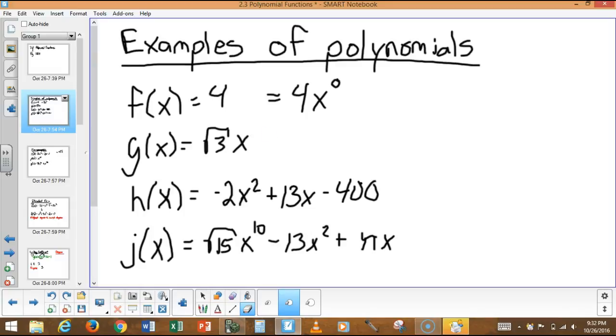The second part of polynomials are the exponents. The exponents have to be non-negative integers, meaning 0, 1, 2, 3, 4, 5, and so on. If you look at all the exponents, in f of x the exponent is 0, g of x it's 1, h of x we have multiple exponents, 2 and 1, and same thing with j of x. But what they all have in common is that they are non-negative integers.